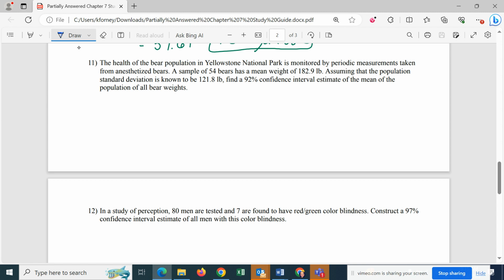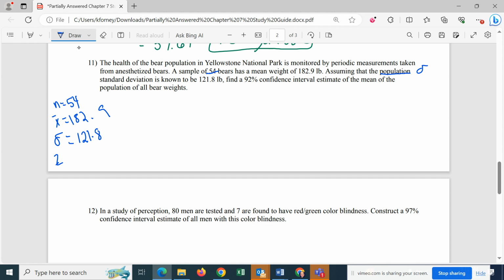So what we know here is that a sample of 54, so n is 54, has a mean of 182.9. And then assuming that the population standard deviation is 121.8. Find a 92% confidence interval estimate of the mean. So we need our Z. What we're going to be finding is our confidence interval.